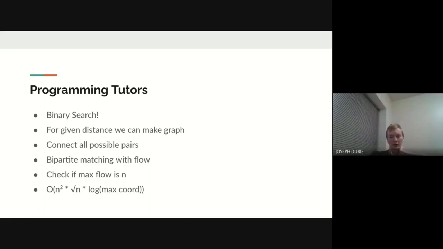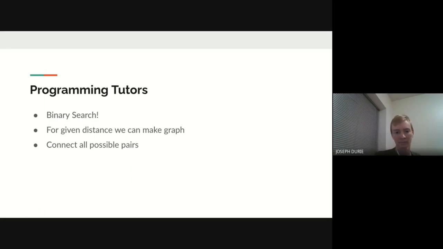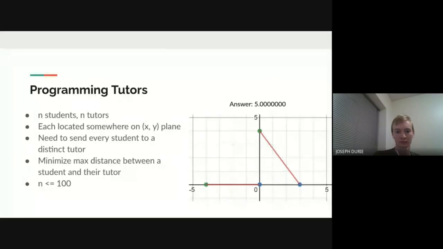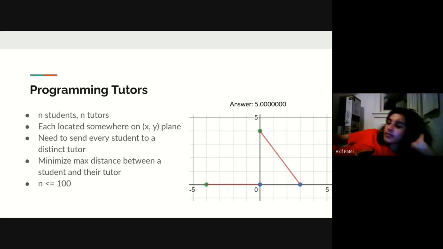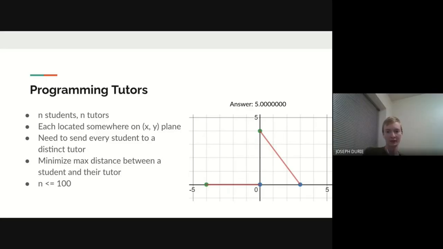Anyone have any questions about why this works? Or what specifically we're doing? Yeah, so the reason this works is that if you're trying to minimize total distance, I don't know how you would do that. But when you're trying to minimize the maximum distance, if you're given some answer, you can definitely tell if that answer is possible using max flow, because you know all the edges that could exist. But if you're trying to minimize total distance, that's much harder.